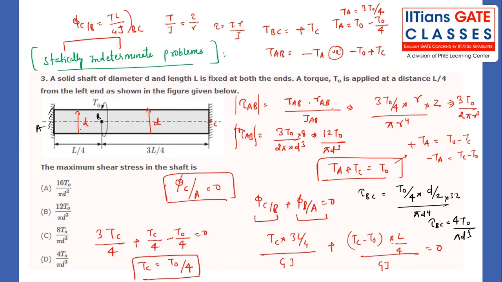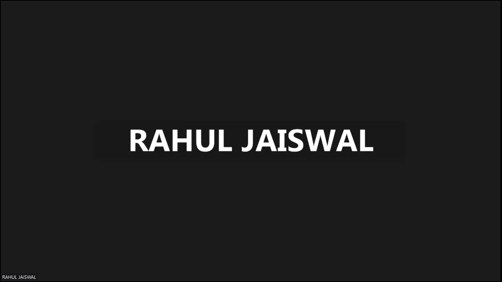So which is a larger one? 12T naught or 4T naught? 12T naught. So this will be the answer. So maximum shear stress will be in AB. If they would have been asking the question, what is the maximum shear stress in the BC member? The answer would be 4T naught divided by pi d cubed. That means D option. But right now for this question, B will be correct. Right? So in this fashion, my dear friend, you have to solve the numerical of twisting. That is a torsional loading case. Getting my point? Thank you all.